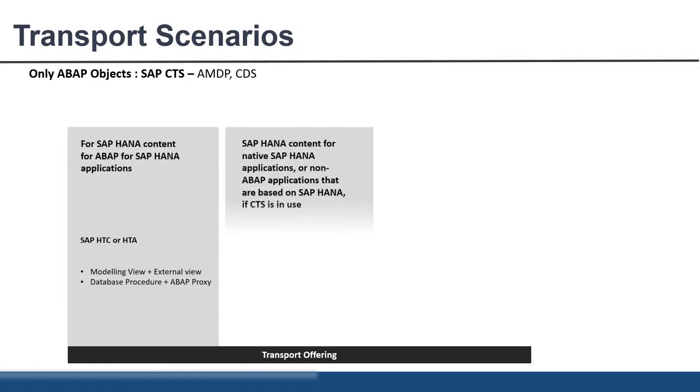The second scenario is if you have a HANA object as well as ABAP object. We say SAP HANA content for ABAP for SAP HANA applications. That means you have a combination of HANA object as well as ABAP object. For example, if you have created a modeling view and on top of that you have created an external view, or if you have created a database procedure and on top of that you have created an ABAP proxy, and now you want to transport both these objects from one system to another, in that case you can use HTC, that is HANA Transport Container, or HTA, that is HANA Transport for ABAP.